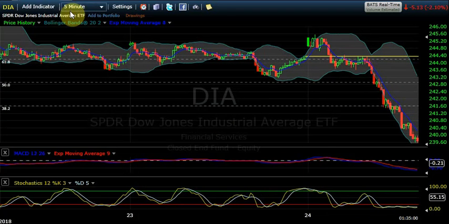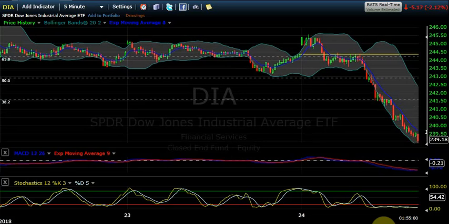The time frame is each bar represents 5 minutes of the day. So I kept watching and watching. This blue line is the 8-day exponential moving average. As long as it stays below that consistently, we're in a downward trend. What I'm looking for is for it to rise above it and stay above it for a consistent period.